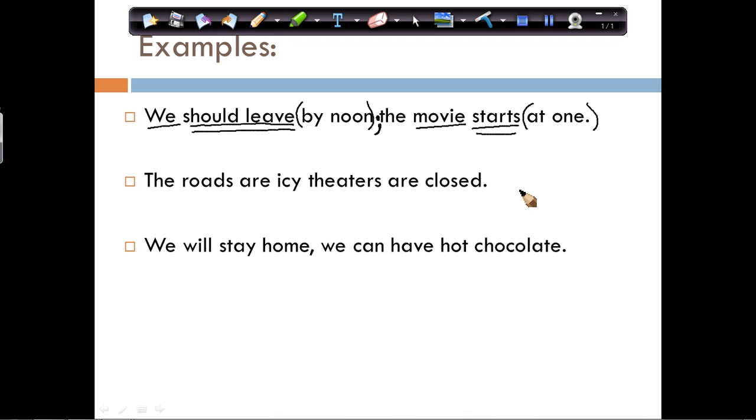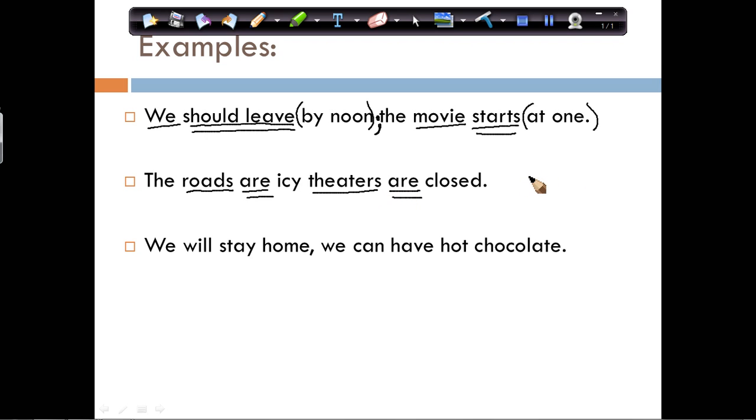Let's look at the second example. The roads are icy, theaters are closed. In this case, we don't have any prepositional phrases, so we just want to take a look and see if we can find any verbs. So, are is a verb, and what are? The roads are. So roads is our subject. In the second part, we again have the verb are, and what are closed? Theaters. So theaters is the subject there.